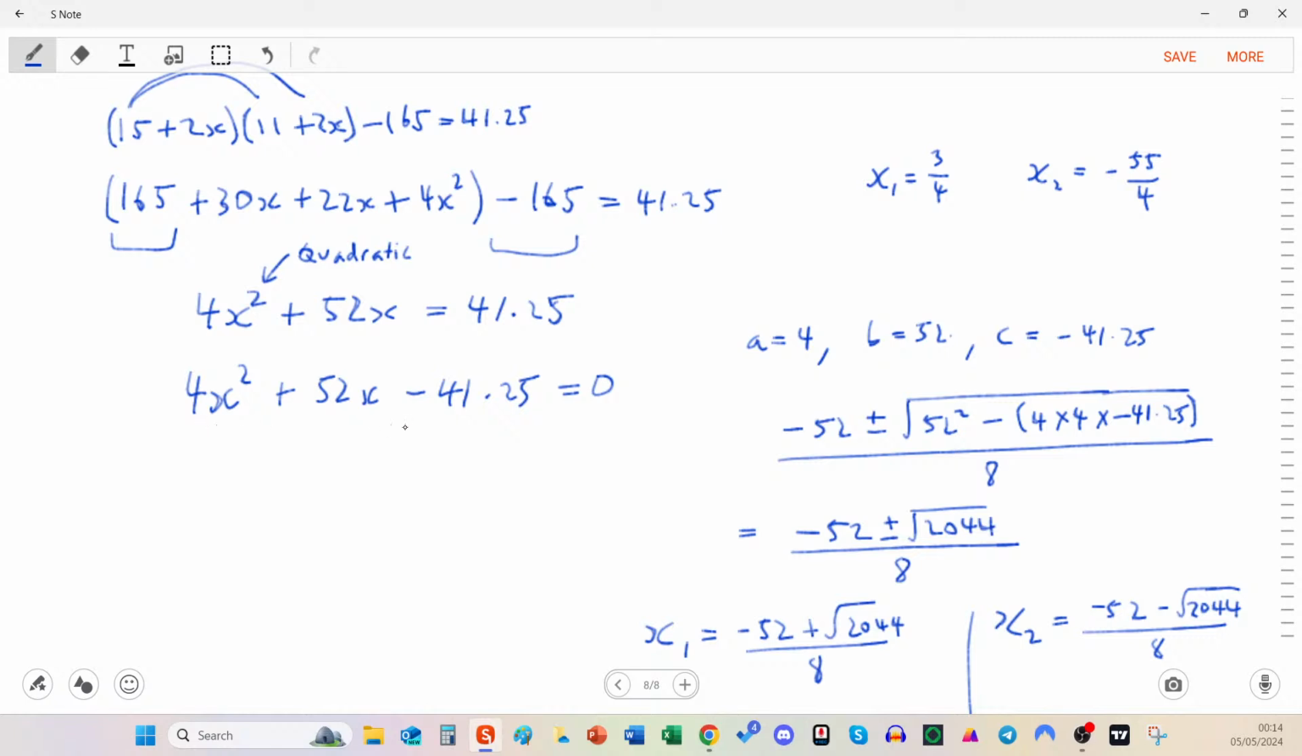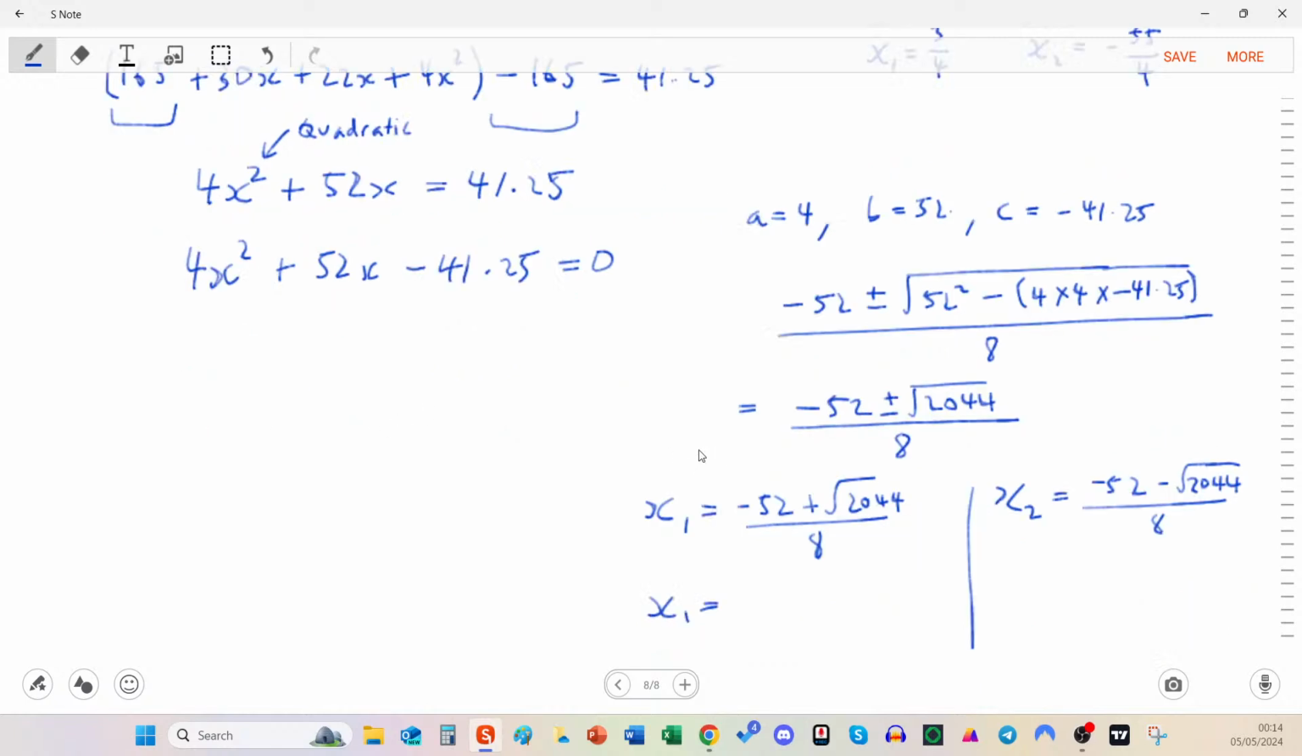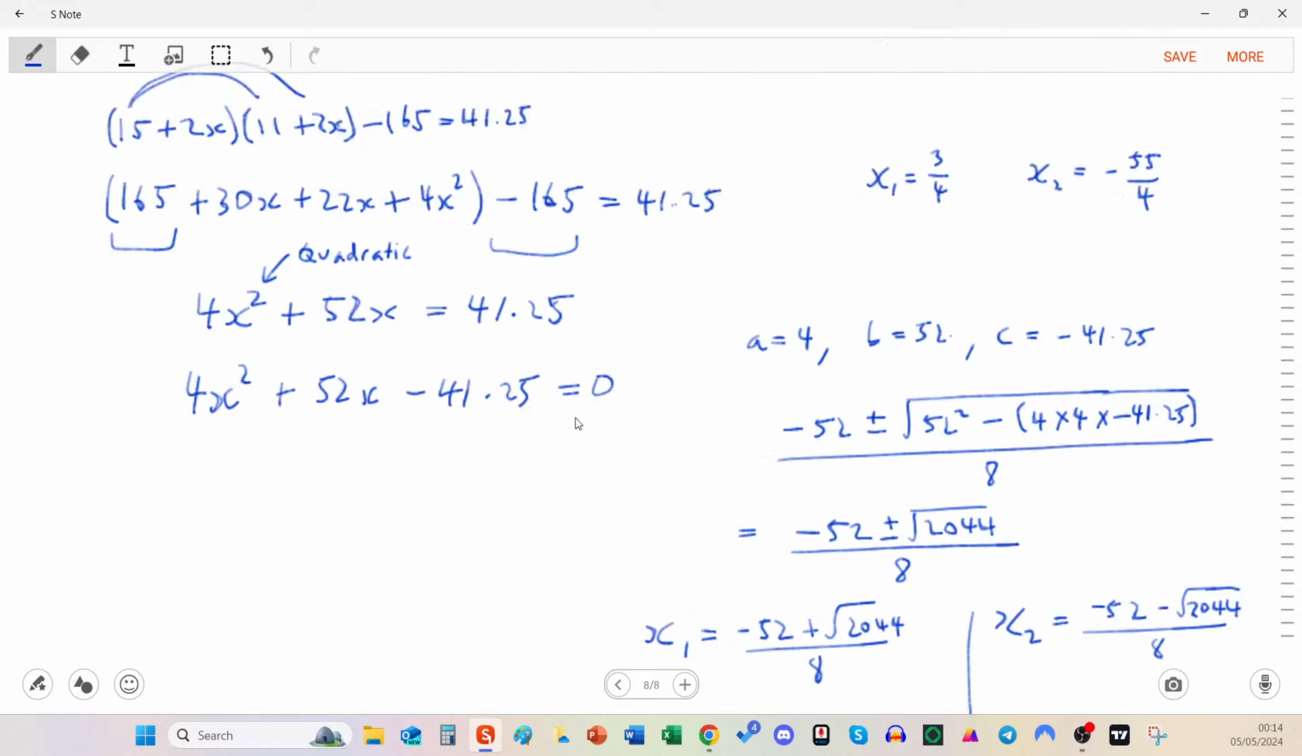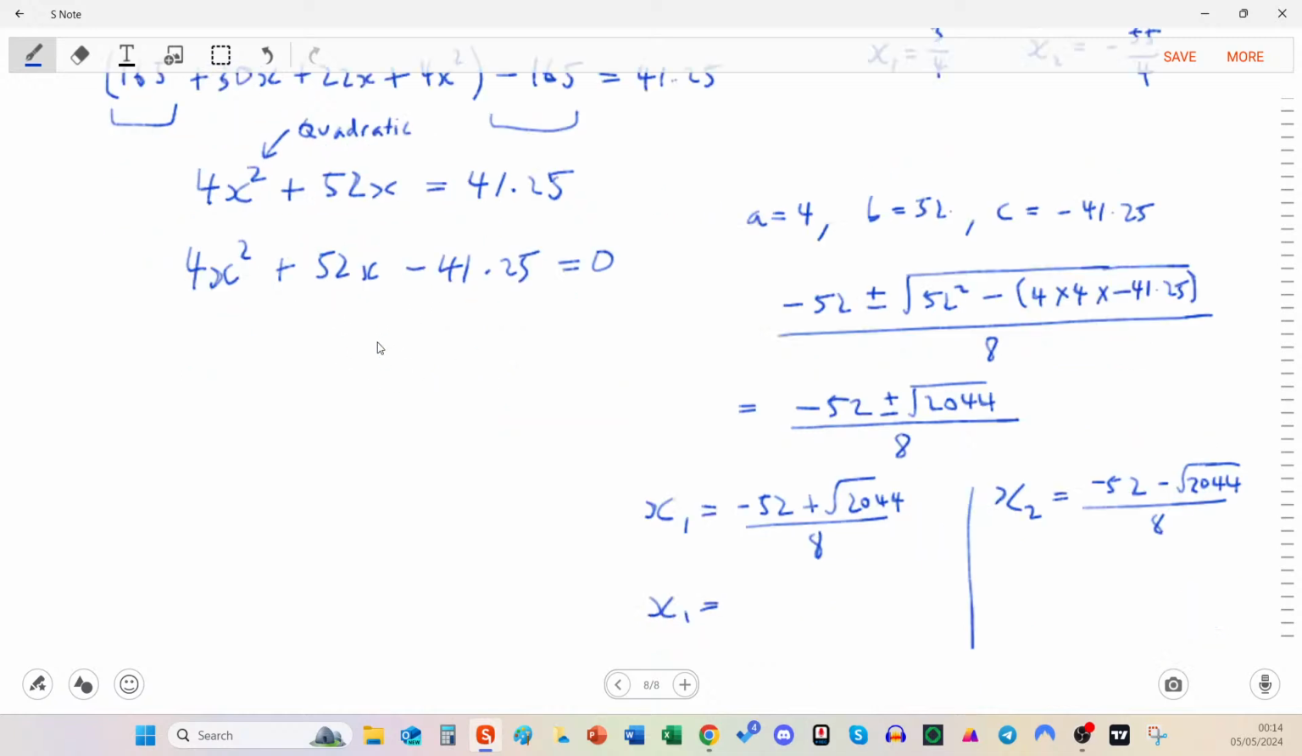So that's A, B, and C. Minus B, good. I assume there's nothing wrong with this. No, there's definitely nothing wrong with this, because I've already checked that in the calculator. So B squared minus 4AC all over 8. Okay, let's double check. That's over 2A. That's definitely correct. 52 squared equals, take away 4 times.